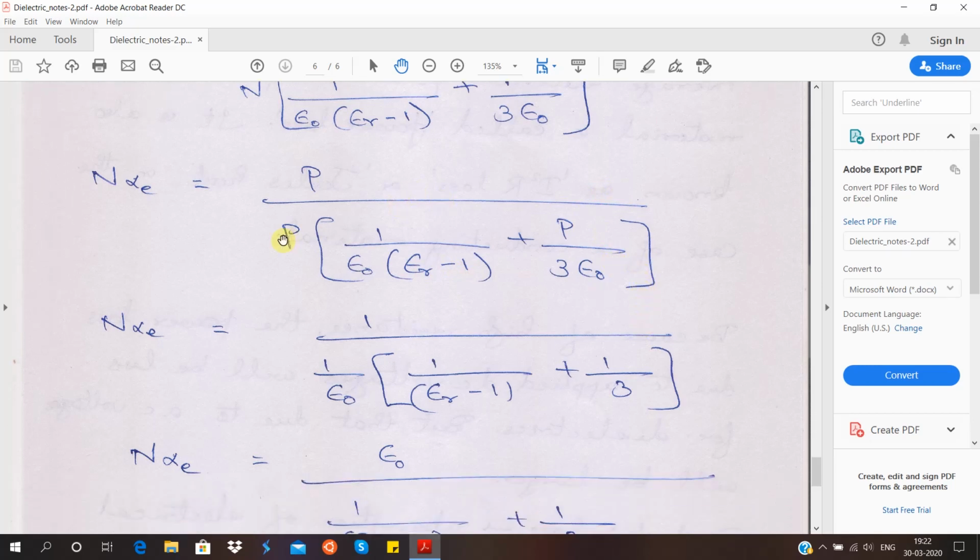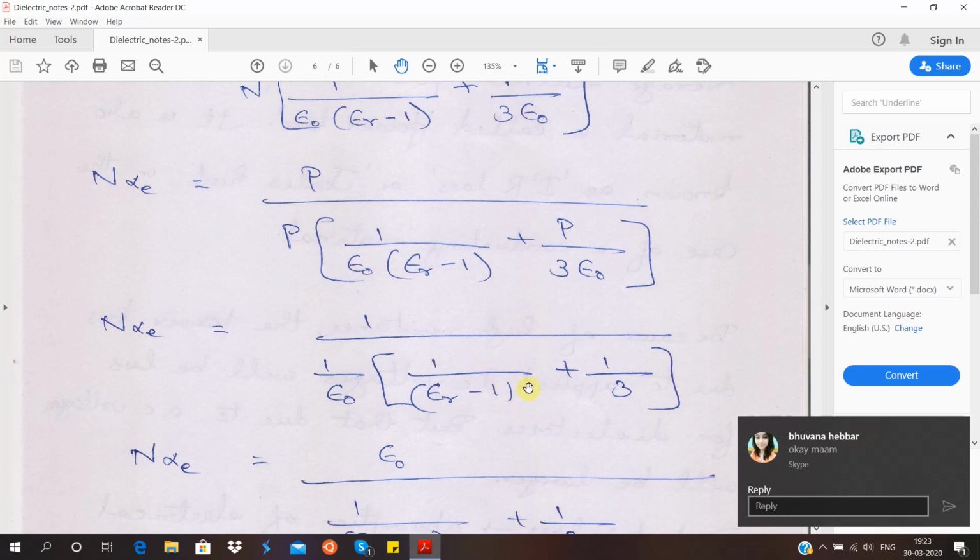So P and P get cancelled. So on the right hand side, I can see that it becomes 1 divided by 1 by epsilon naught into epsilon r minus 1 plus 1 by 3 epsilon naught. Again, epsilon naught is common, so I can take it out. So it becomes 1 divided by 1 whole divided by 1 by epsilon naught common into 1 by epsilon r minus 1 plus 1 divided by 3.